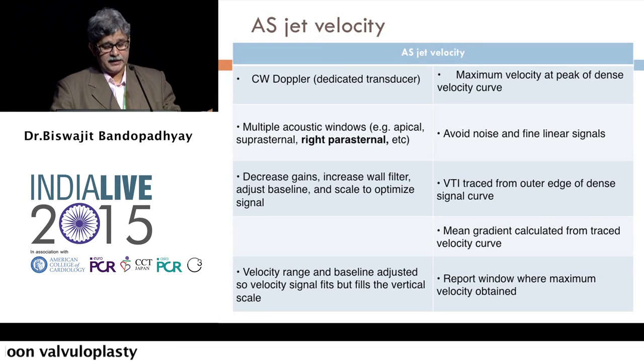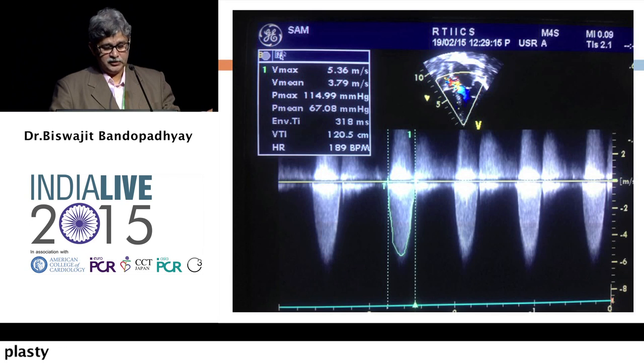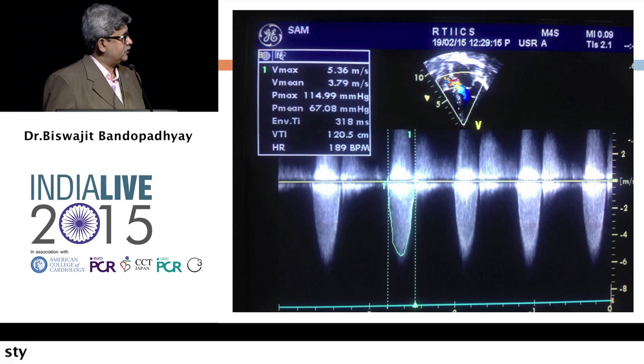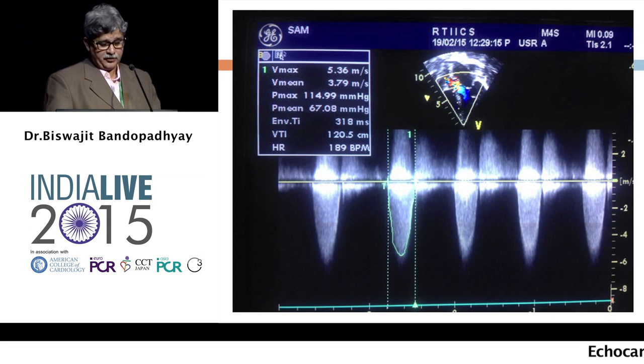Often in adolescent children with poor windows, try a right parasternal view before you give a final comment on the aortic stenosis gradient. So that's the CW flow. You can see the mean gradient being measured is about 67, and the max gradient is about 114, so it is a severe aortic stenosis.